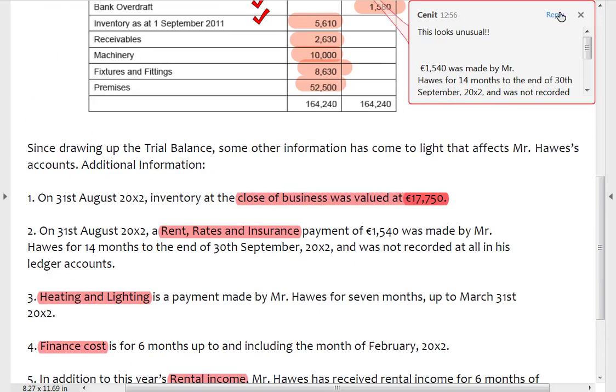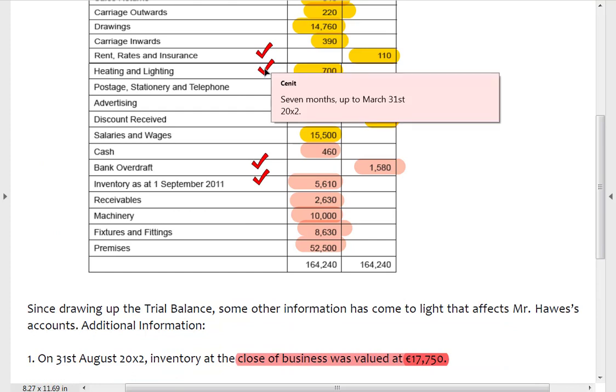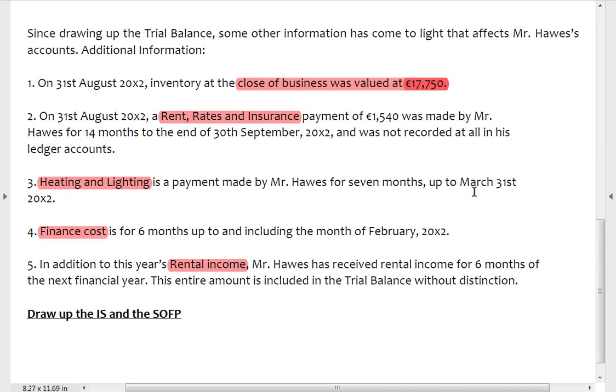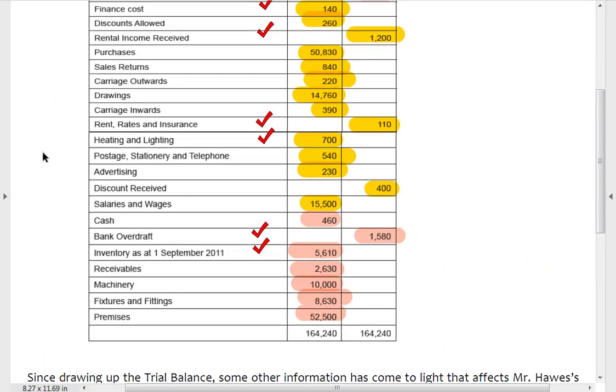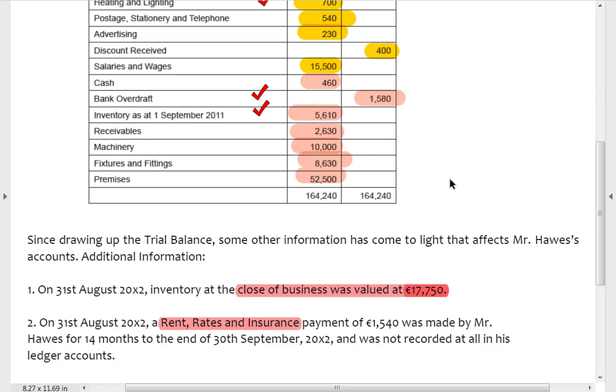So again, I'm going to just close that. I'm ticking my heat and light. Again, I've just written a little note for myself, 7 months up to March X2. And finally, no, 2 more still. Finance costs was only for 6 months up to and including the month of February X2. So 6 months is what we see in this finance costs. So again, I'm ticking my finance costs, and I'm saying the finance cost there of 140 is only for 6 months. It's not for 12 months.